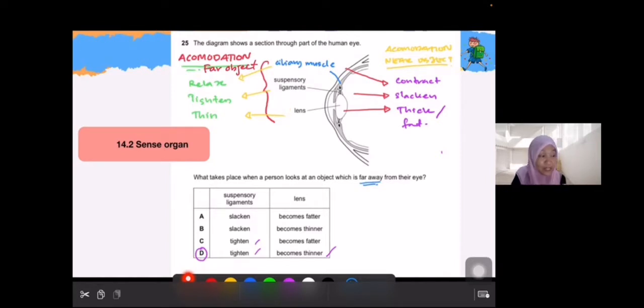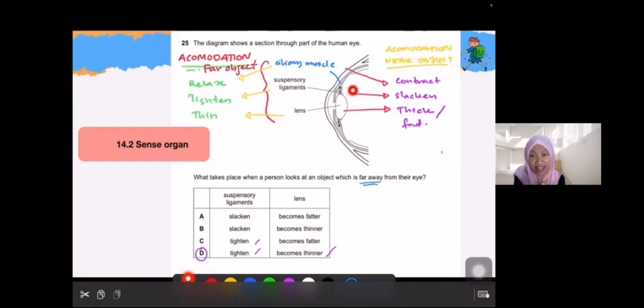Okay, kalau teacher boleh explain sikit kat sini. This is ciliary muscle. Kalau kita tengok far object, ciliary muscle akan relax. Bila dia relax, dia akan jadi panjang. Dia relax so that the ciliary muscle akan ke belakang. Bila ke belakang, automatically suspensory ligament ni akan tertarik ke belakang. Jadi dia tegang. Bila dia tegang, it can cause lens tu jadi thin.